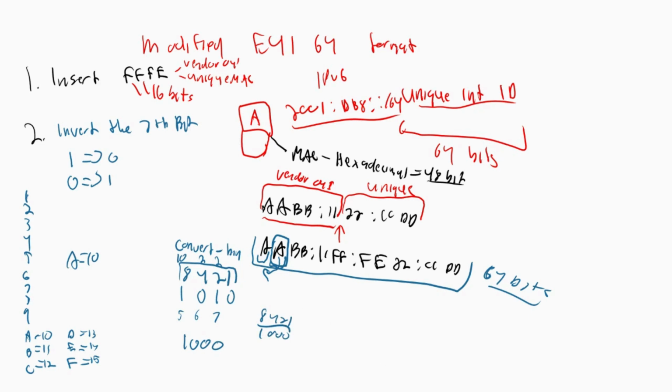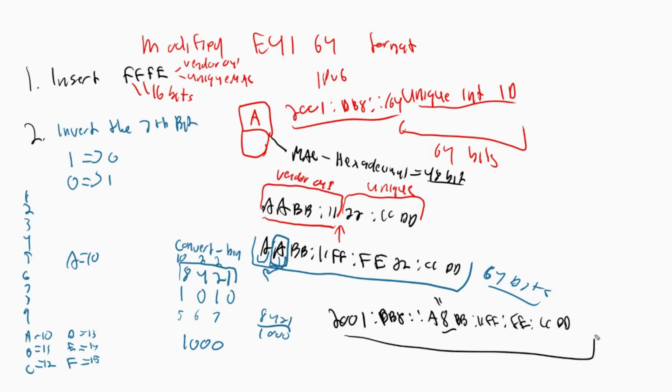So now our complete IPv6 address is our global prefix, then A8, you see that change there, right? Because we inverted the 7th bit, converting this hexadecimal digit A to hexadecimal digit 8. BB, colon 11FF, colon FE, colon CCDD. And now this is our brand new IPv6 address.